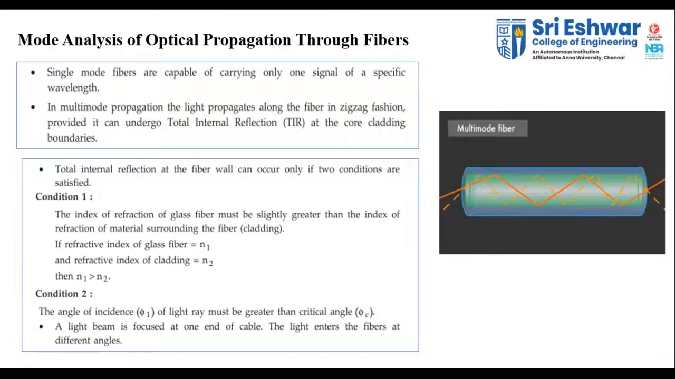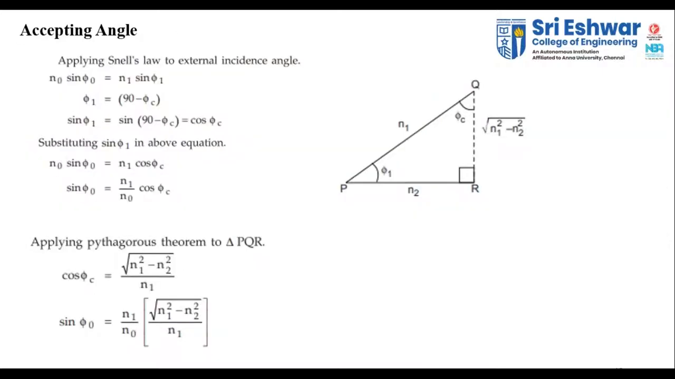Single mode and multi-mode. In single mode, a single ray or single signal is passed. In multi-mode, multiple rays or multiple signals are passed. So, the accepting angle and accepting cone. This is the basic equation we already discussed in the classes. Please go through that one.